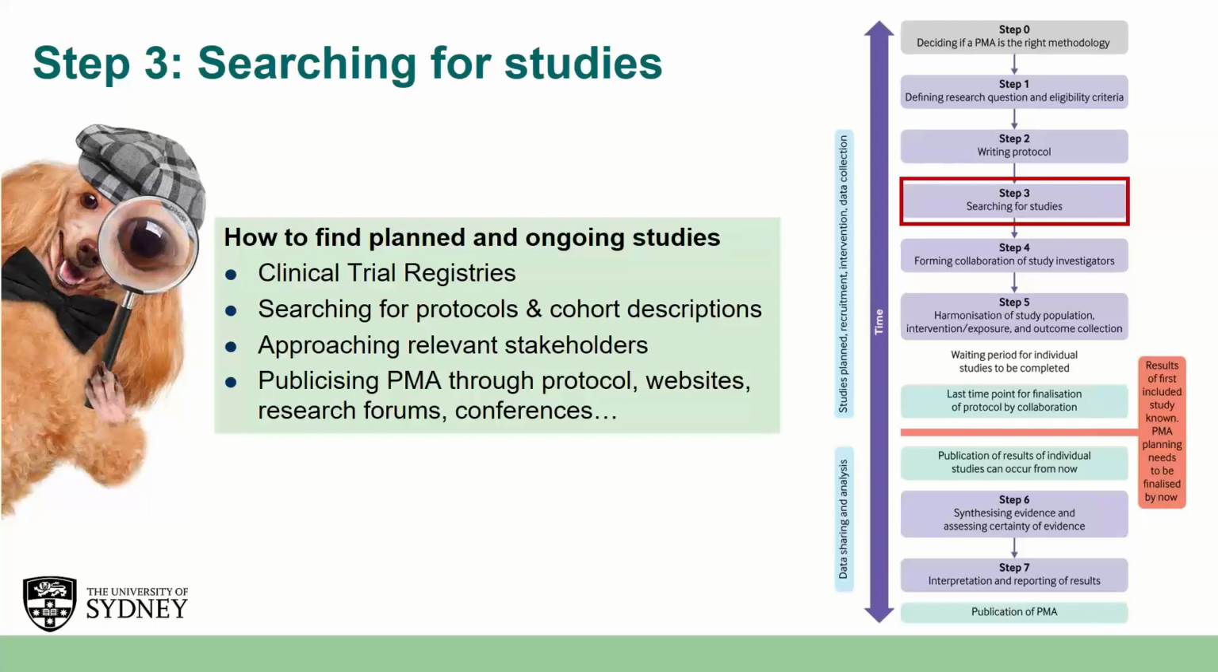Okay, so similar to a traditional systematic review, a prospective meta-analysis should be preceded by a search for eligible studies. However, since PMA include planned or ongoing studies, searching can be a little bit more difficult. Clinical trial registries are a key resource to search, and I'll give a few tips on how to do this on the next slide. Eligible studies can also be identified by searching bibliographic databases for published protocols and cohort descriptions, by actively approaching relevant stakeholders, and by publicising the PMA on websites and at conferences, for example. And as Lena said, a PMA can also motivate other researchers in the field to conduct a similar study.